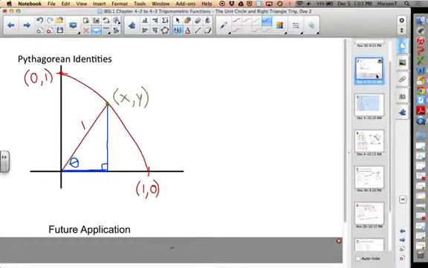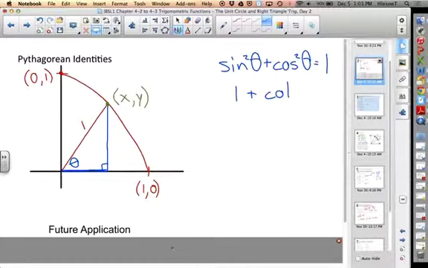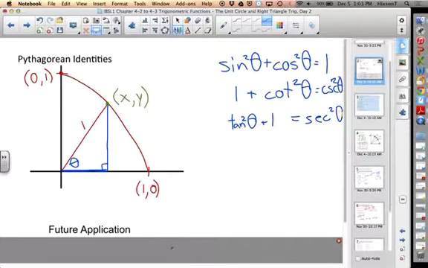What we had was sine squared plus cosine squared equals 1. Then you divide everything by sine squared, and you get 1 plus cotangent squared theta equals cosecant squared. If you take this and divide it all by cosine squared, you get tangent squared plus 1 equals 1 over cosine squared, which is secant squared theta. So those were our Pythagoreans.